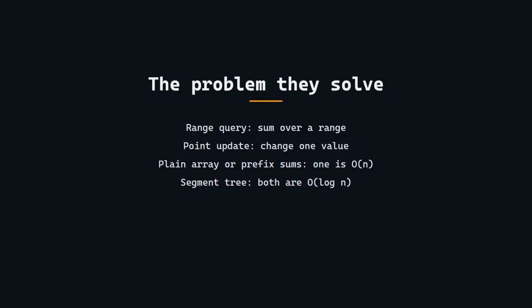Here's the tension a segment tree resolves. Say you have an array and you want two things: ask for the sum over some range, and occasionally change a single value. A plain array gives you instant updates, but a range sum costs order n. Prefix sums flip it. Instant range sums, but one update forces you to rebuild everything, again order n. A segment tree gives you both in order log n.